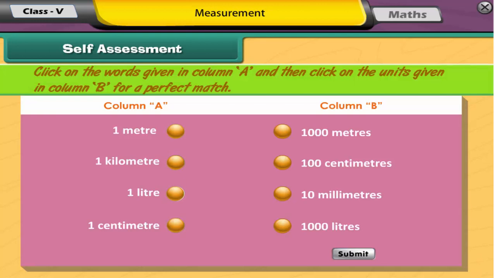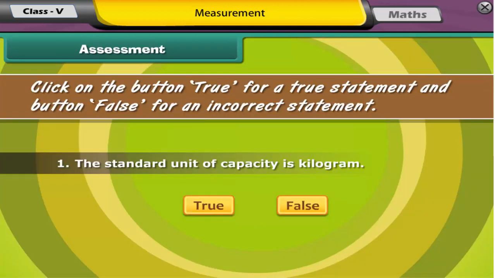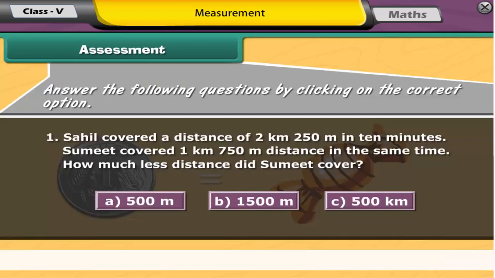Click on the words given in column A and then click on the units given in column B for the perfect match. Click on the button True for a true statement and button False for an incorrect statement. Answer the following questions by clicking on the correct option.